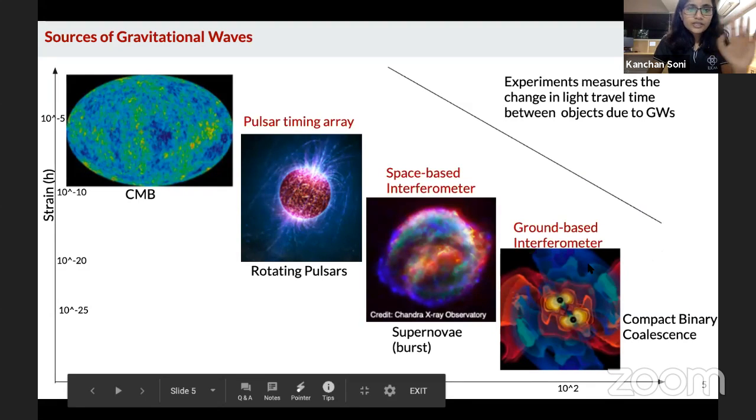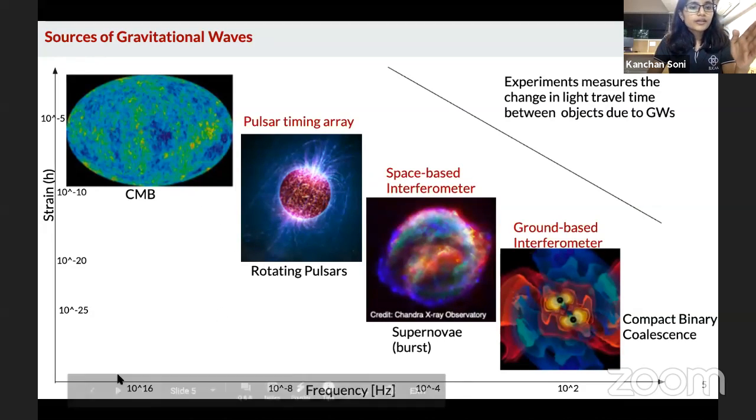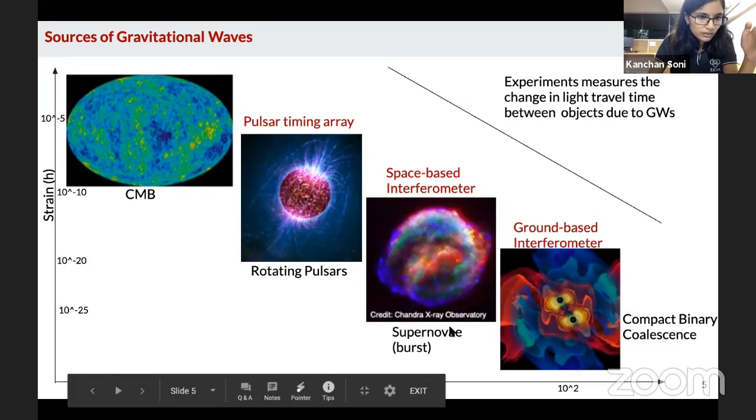There are many sources out there in the universe, starting from compact binary coalescence, which has a frequency of 100 and above, and somewhere around 10 to the minus 8 of frequency band, which shows all the supernova bursts. Going below in frequency, we have radio pulsars. And if we go to a very small frequency range, then we eventually detect the CMB. Now, if we compare the frequency versus strain plot, what do we see?